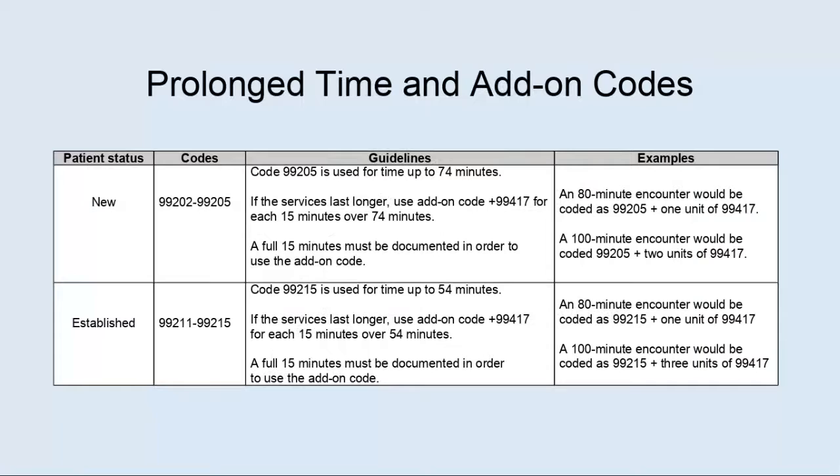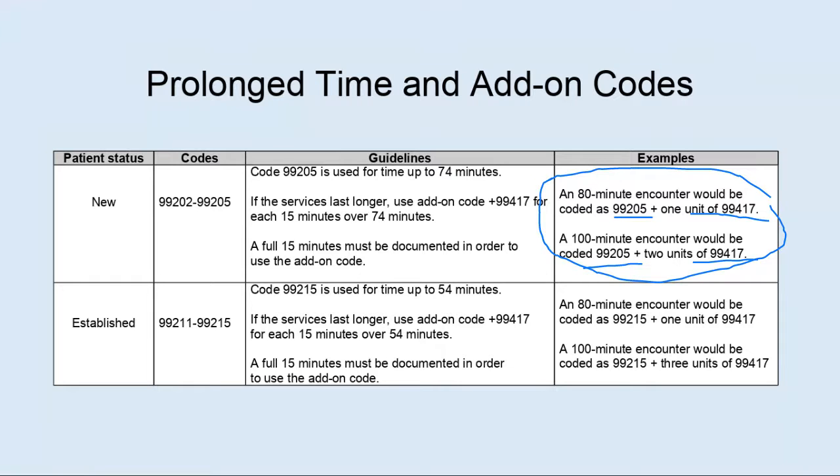The code for prolonged services is different depending on whether the patient is new or established. For new patients, the add-on code 99417 is used if more than 74 minutes are spent with the patient. You use the 99417 for each full 15 minutes over 74. So here's some examples. Patient seen for 80 minutes, you go 99205 and then 1 unit of 99417. If it's for 100 minutes, 99205 and 2 units of 99417. So you get as close as you can, full 15 minutes for the code.